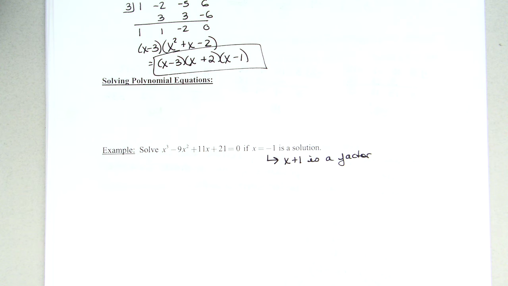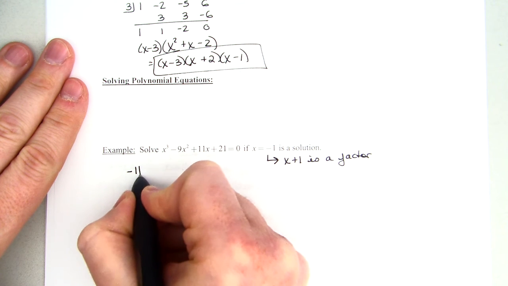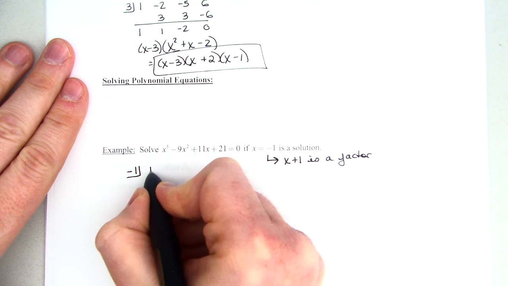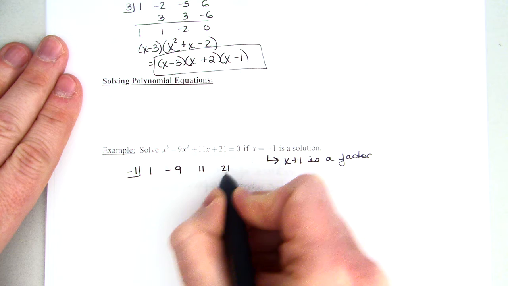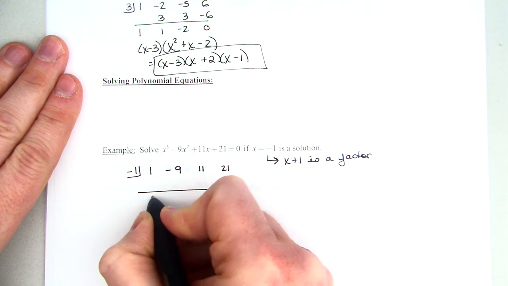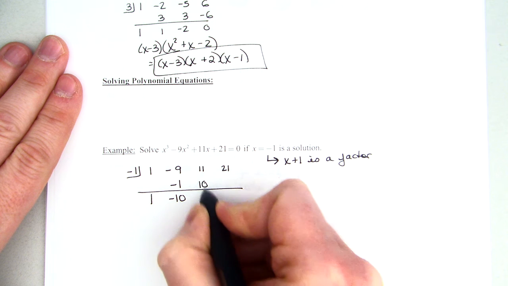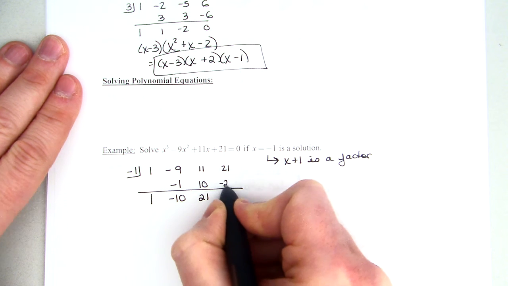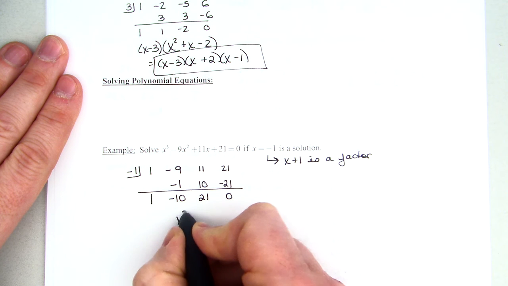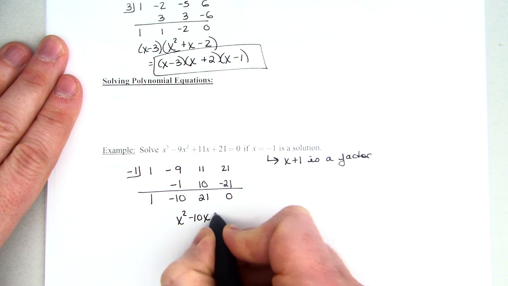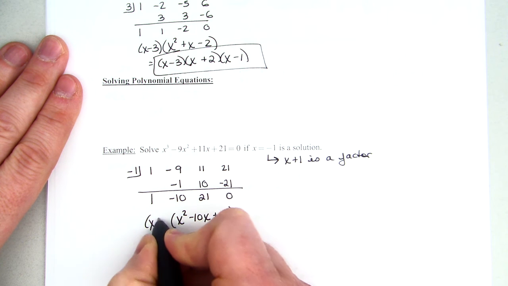And now, really, I'm just going to proceed the way I did before. I'm going to divide by that factor. -1 in the box, 1, -9, 11, 21. Down 1, up -1, down -10, up 10, down 21, up -21, down 0. I'm going to get that answer times the factor that I gave you.